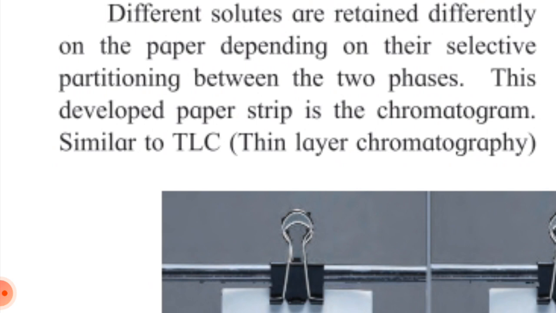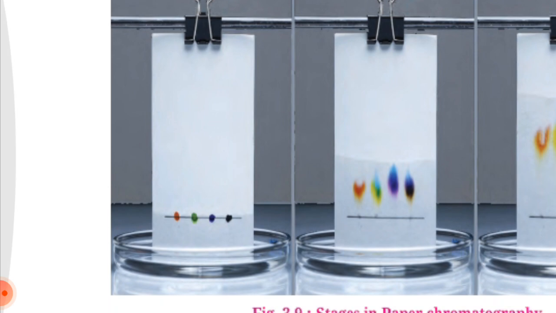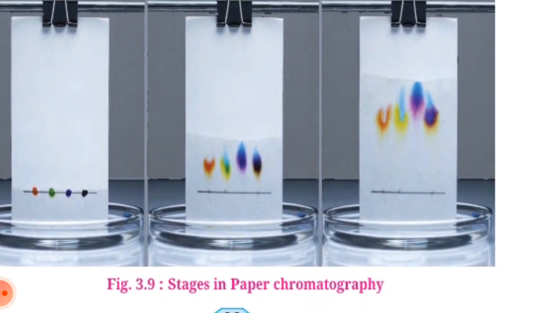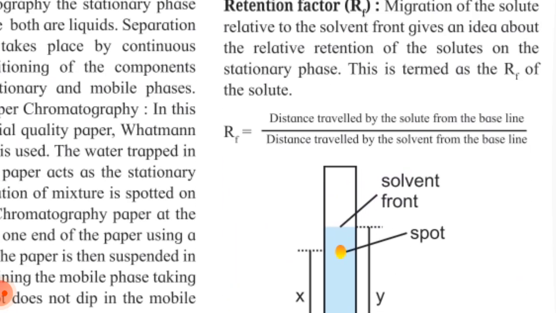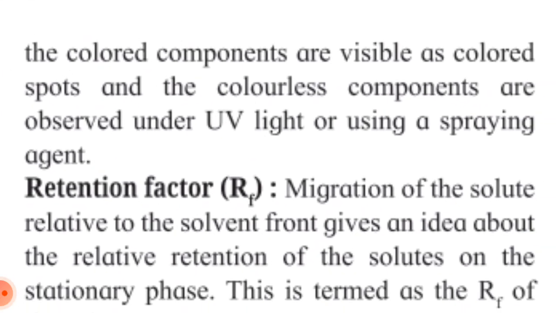The developed paper strip is the chromatogram, similar to TLC, thin layer chromatography. The colored components are visible as colored spots and colorless components are observed under UV light or using a spraying agent.